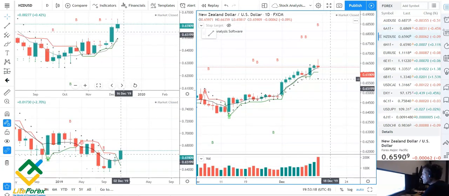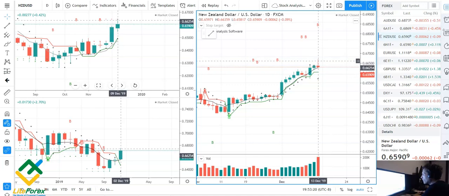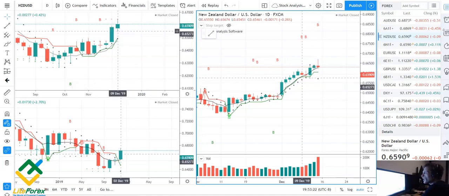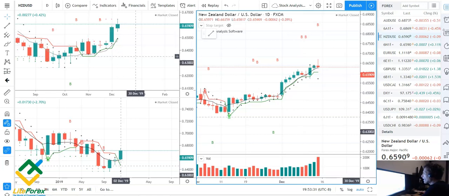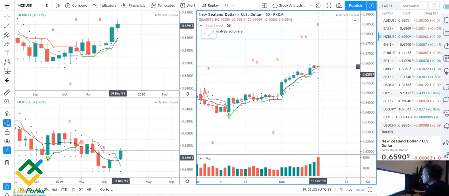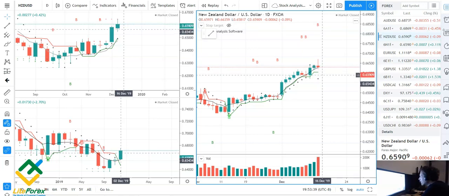New Zealand USD, very bearish candle we have here. We're very overextended just based on the weekly chart. We have a gap between the moving average. To me, this looks like price is going to pull back. I see price pulling back next trading day. Strong support is at 65,450.